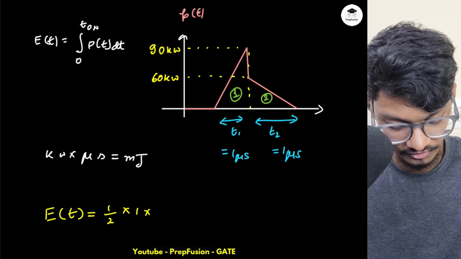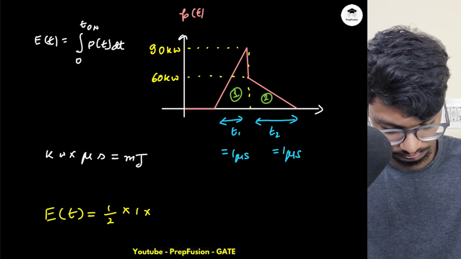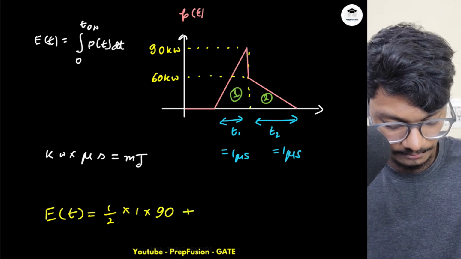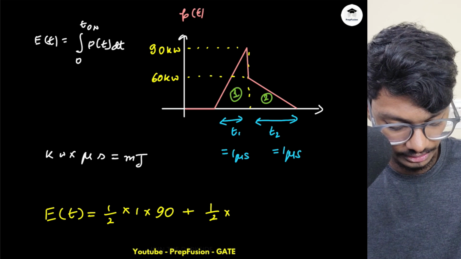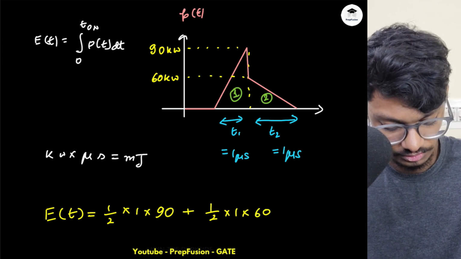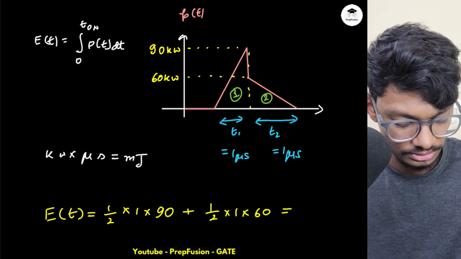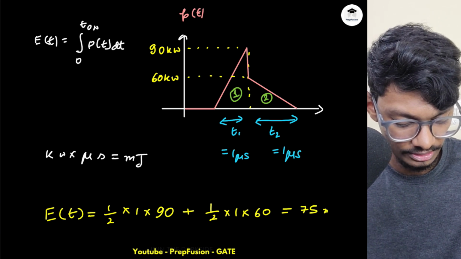So this will be half into base into height, 90, plus half into base into height, 1 into height, 60. Okay, so this will be basically 45 plus 30, that is 75 millijoules.